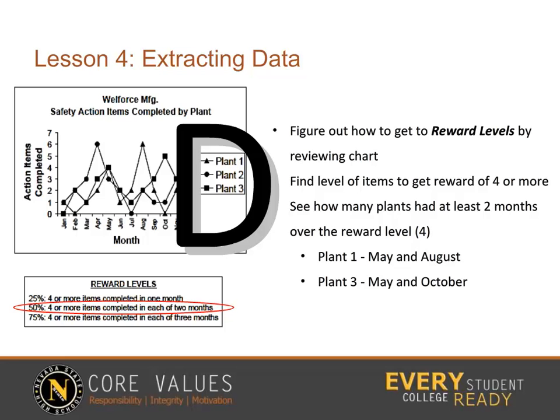First, review the reward levels key and figure out the reward levels for each plant. Look at the graph and find the plants that got 4 or more items completed. See how many plants had at least 2 months over the reward level. If you look at plant 1, both May and August meet this criteria. Now look at plant 3. Both May and October meet this criteria. Your correct answer should have been D. Click to the next slide when you're ready to continue.